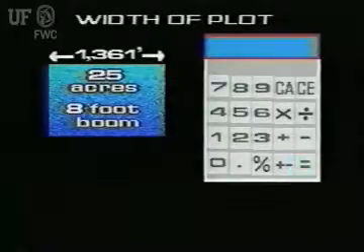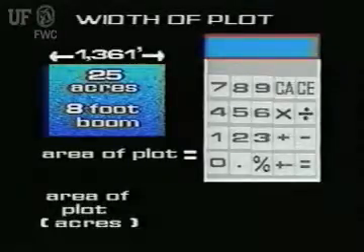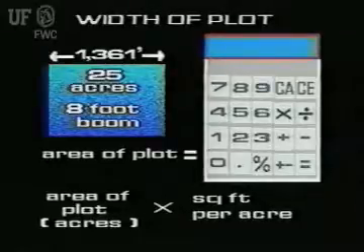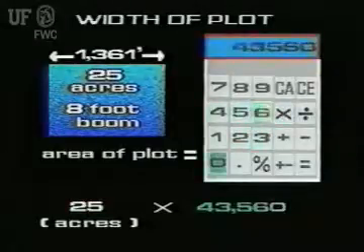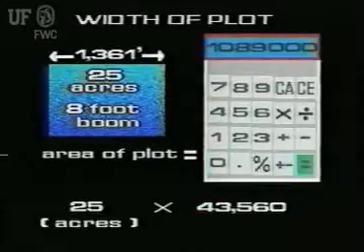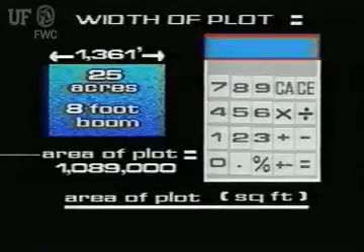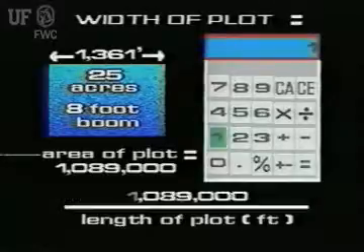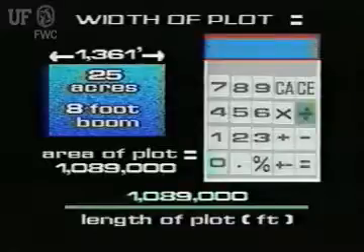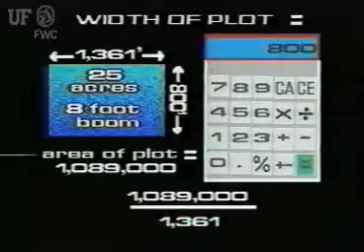Now, we determine the width of the plot as follows. We know that the area of the plot in square feet equals the area of the plot in acres times the square feet per acre. Or the area of this plot in square feet equals 25 times 43,560, or 1,089,000. Now we calculate the width of the plot in feet by dividing the area of the plot in square feet by the length of the plot in feet. Or the width of the plot equals 1,089,000 divided by 1,361. And we find that the width of the plot will need to be 800 feet.